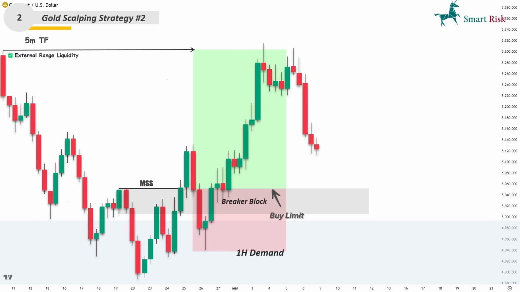For your take profit, you can target the nearest liquidity on the current time frame, or aim for a higher time frame key level if you're expecting a larger move.